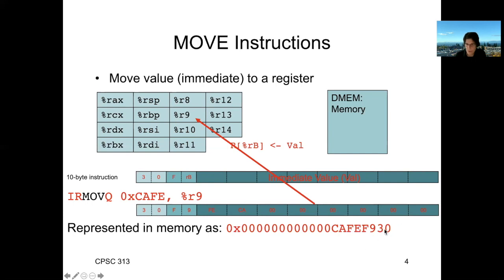That's the very least significant. Next, we get the F9, then we get the FE, and then we get the CA, and all the rest get filled with zeros. Again, you're going to have to practice this in coding, but eventually it will seem natural.